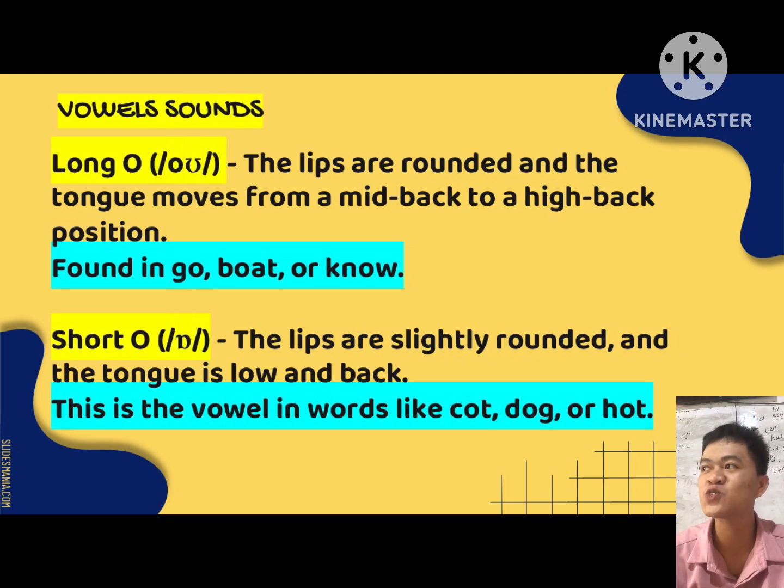Next, we have the short O. The lips are slightly rounded and the tongue is low and back, like the words cut, dog, and hot. That is a short O.